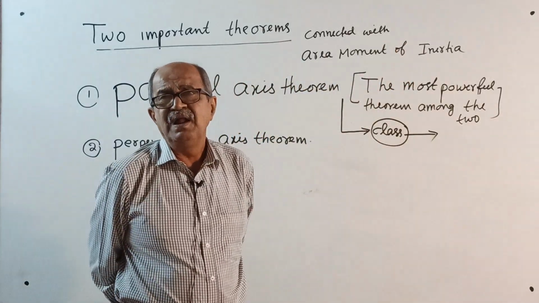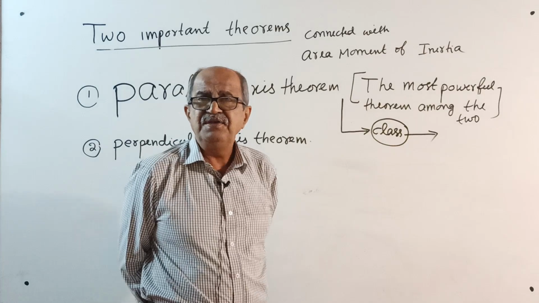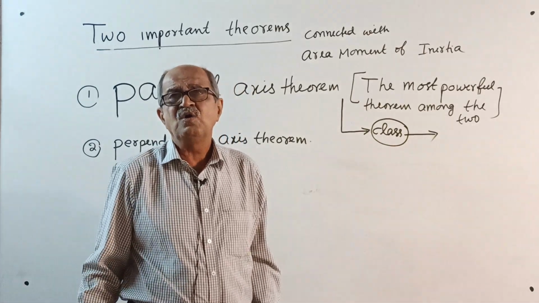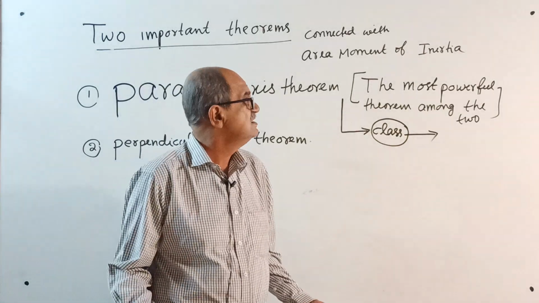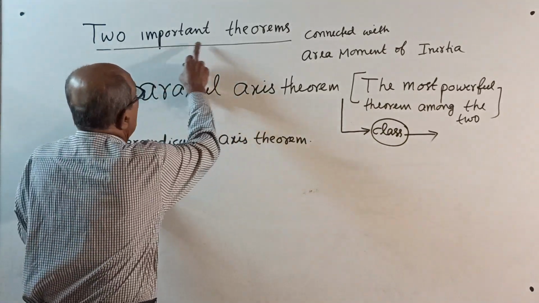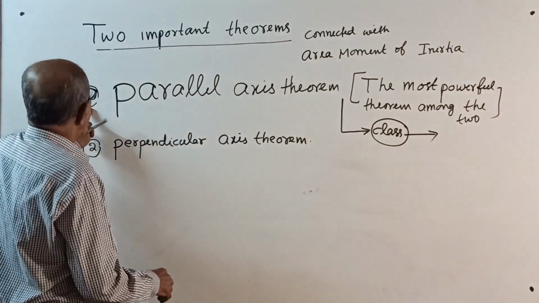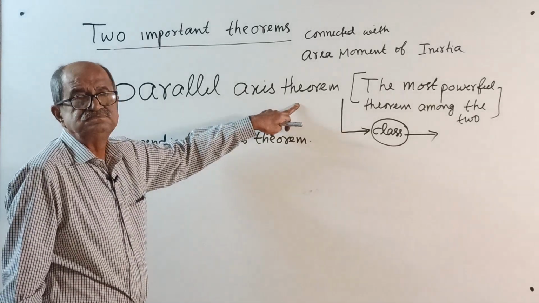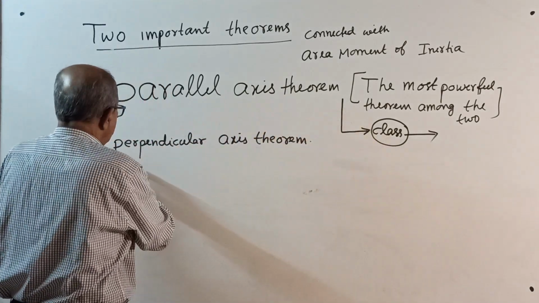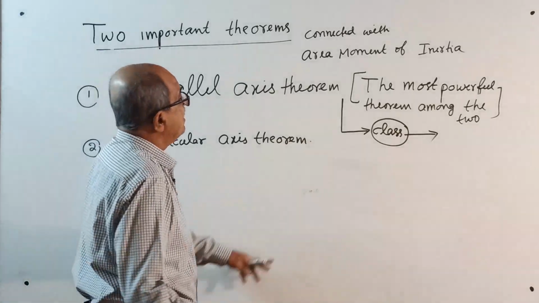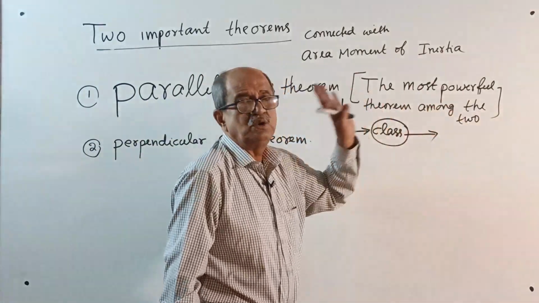Now onwards, remember, I won't waste time. Now onwards, if I write moment of inertia, it is for area or lamina or cross-section of a member. We are not discussing mass moment of inertia here. I already told it. So, two important theorems connected with area moment of inertia. First one is the parallel axis theorem. Second one is the perpendicular axis theorem. Remember, the parallel axis theorem is the most powerful theorem among the two.